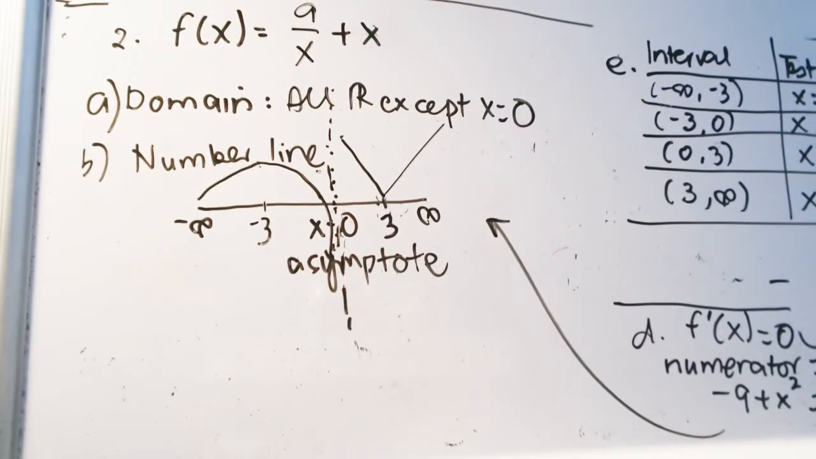Yeah, can you see that? So what can you say from here? The question is asking, where is the function increasing? Where is the function decreasing? You can say that the function is increasing from minus infinity to minus 3 and also from 3 to infinity. The function is decreasing from minus 3 to 0 and decreasing from 0 to 3. So write down your conclusion here.